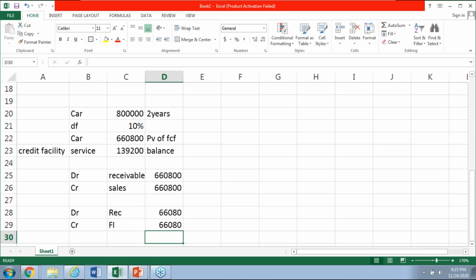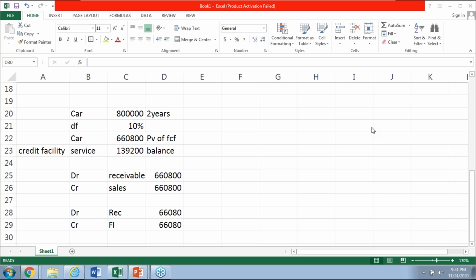So what we have done, we have broken down the value of the car, 800,000, into two parts. The first one is 660,800, which is the value of the sale of a car, and the second value is 139,200, which is the value of the credit facility. So we only have to recognize the value of the credit facility when we have delivered the service. So I hope I have cleared this point. FI means finance income.